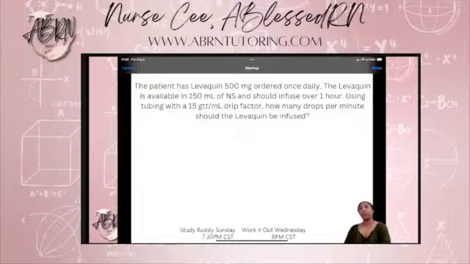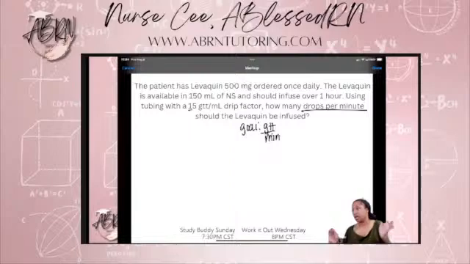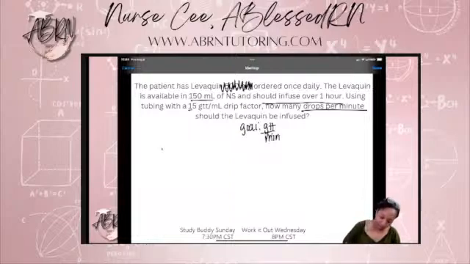So what is our fluff? Well, hold on, what's our goal? That's the first thing. We are looking for drops per minute. So the fluff: are we looking for a milligram, a microgram, a gram? Nope, it's fluff. What is our volume? 150, and it should infuse over 1 hour. So 150 ml over 1 hour. And then we've got a drop factor of 15 drops per milliliter.